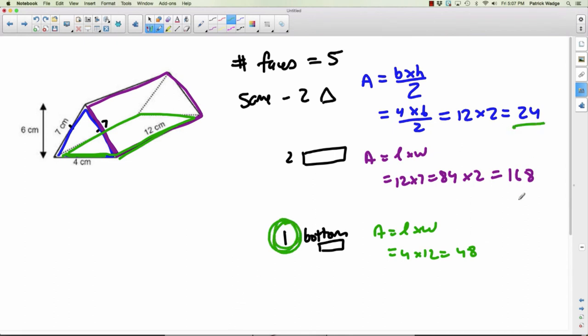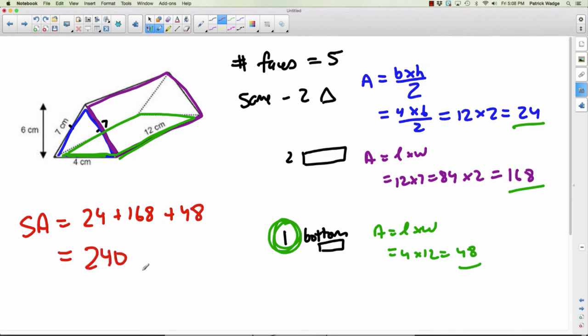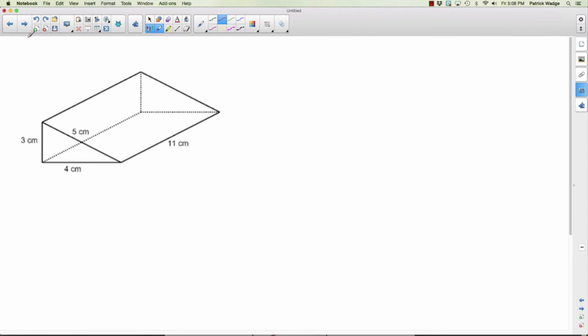So now we have our three amounts that we can add together to get our surface area. The total surface area is equal to 24 plus 168 plus 48. And of course, we all know that is 240, and we're looking at centimeters here, so we're done. If you understand, skip to the end and get the assignment. Otherwise, I'm going to do one more.